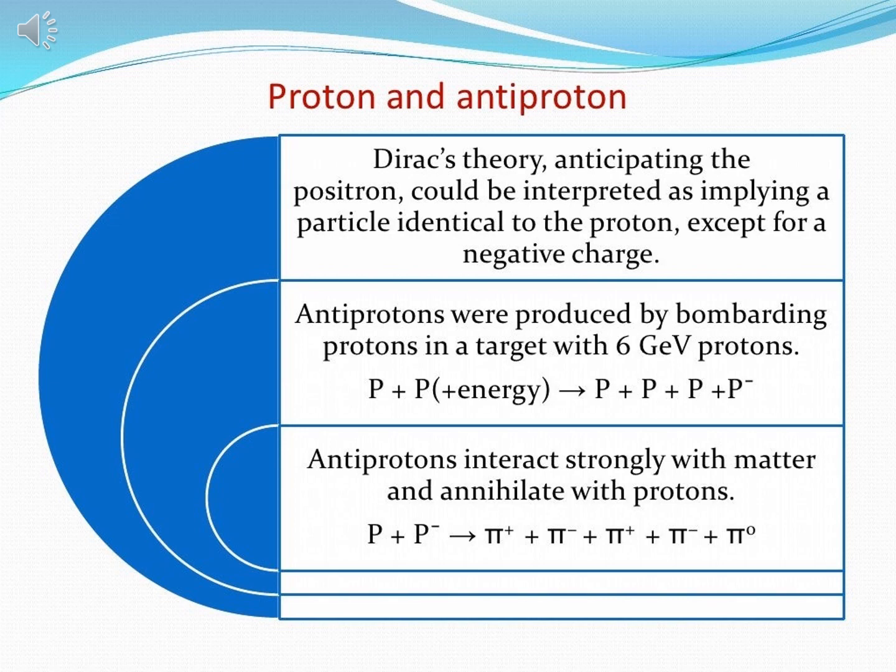Proton plus proton gives proton plus proton plus proton plus antiproton. Antiprotons interact strongly with matter and annihilate with the protons. Proton plus antiproton gives pion plus, pion minus, pion plus, pion minus, plus a zero charge pion.